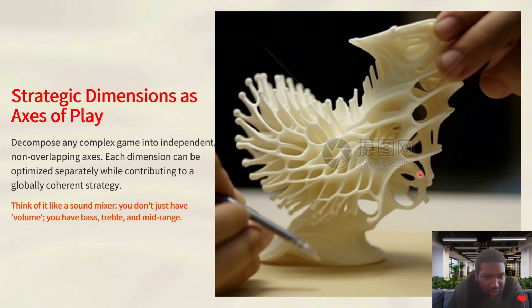Strategy dimensions as an axis of play. Decomposing any game into independent, non-overlapping axes. Each dimension can be optimized separately while contributing to a globally coherent strategy. Basically, it's like a sound mixer. You don't just have the volume. You have the bass, treble, and midrange. Each dimension represents a purpose. A master volume is just for the volume, but you can tune the bass, the treble, the midrange, all to make the sound more in tune with the environment.